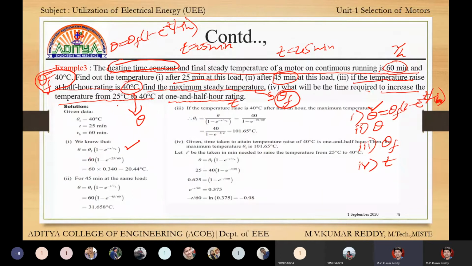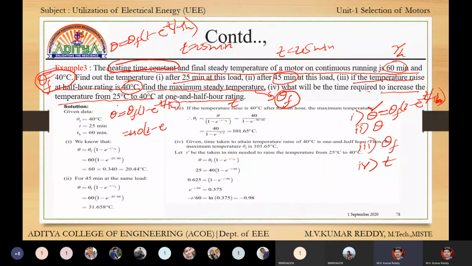Substitute theta f, already given in the problem. Sorry, in this problem it is 40. Here it is a mistake, but we can do this problem. Theta is equal to theta f into 1 minus e power minus t by tau h. The final temperature is 40.